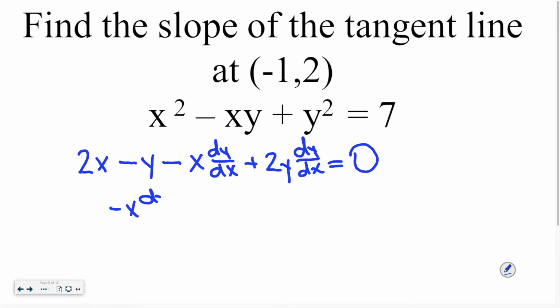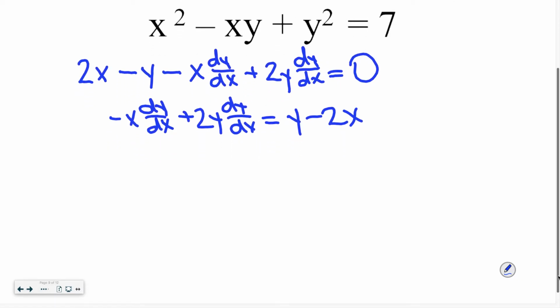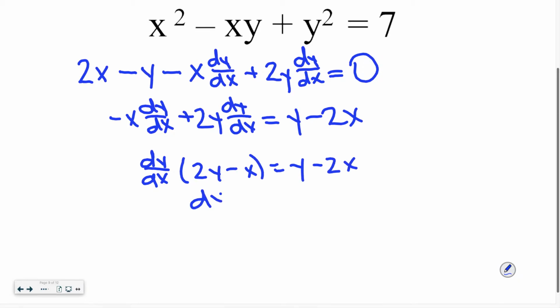So if you kept dy/dx on the left side, you would have moved y minus 2x to the other side. We could factor out dy/dx, and I would probably write this as 2y minus x because I like to write a subtraction instead of a negative value, but y minus 2x over 2y minus x, or something equivalent to that, would be your derivative.